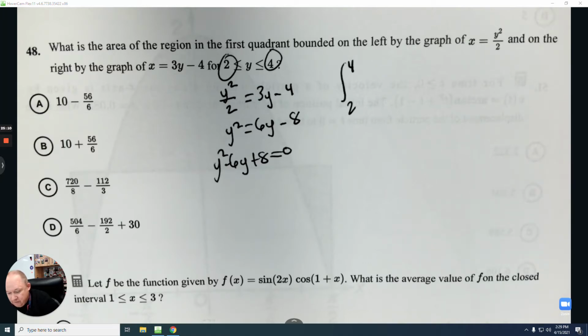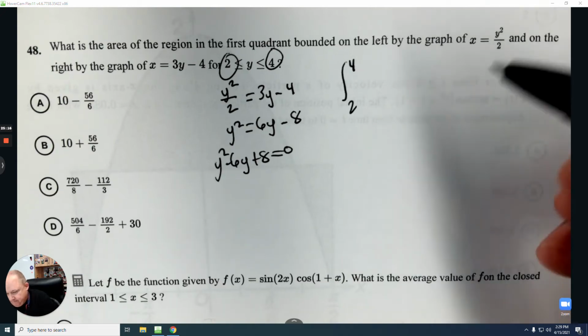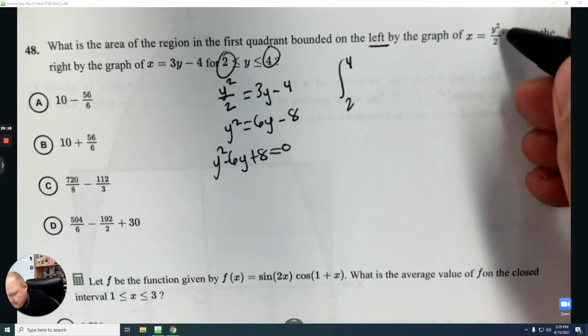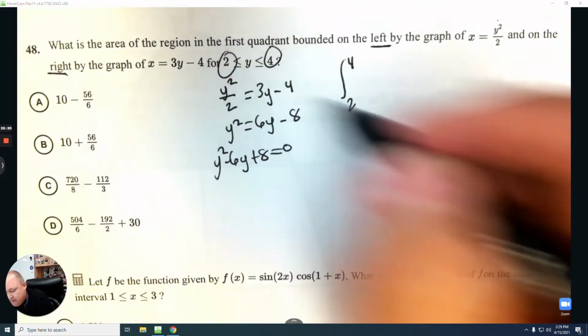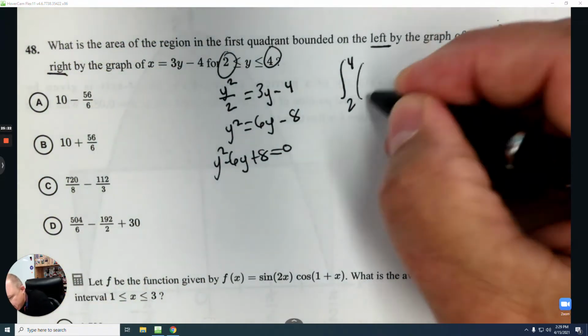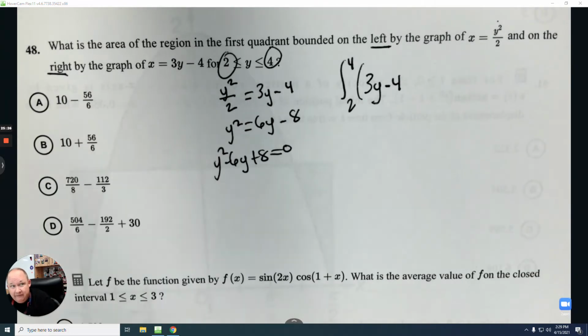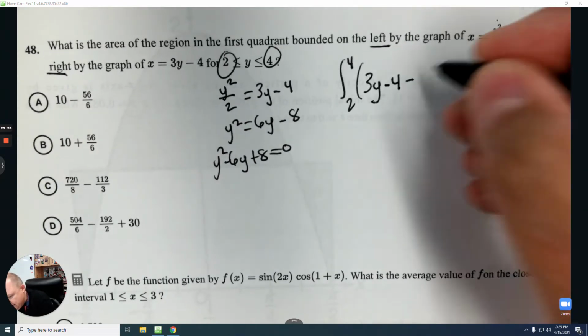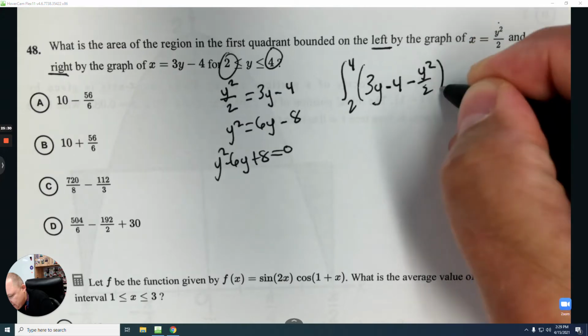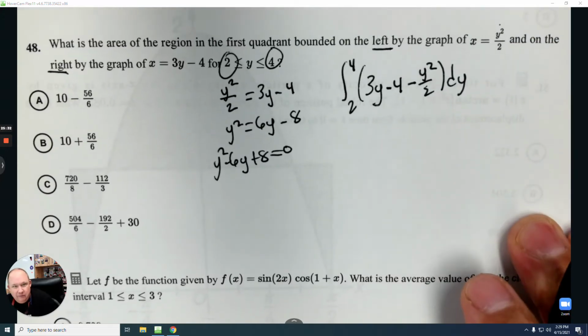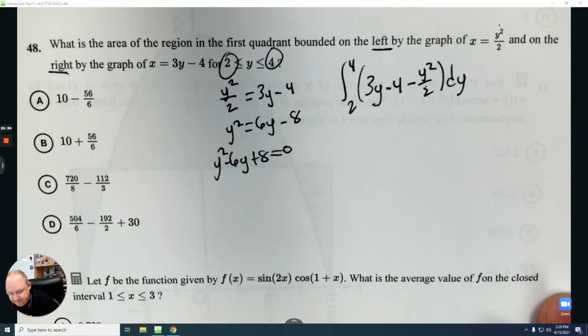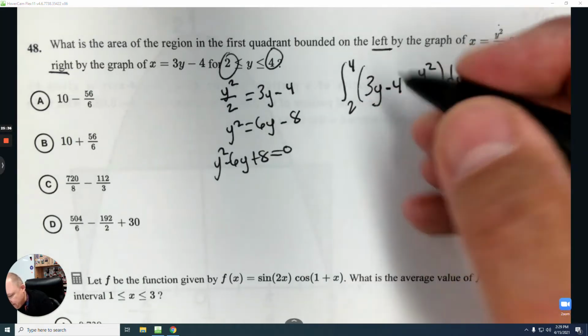Next, I need an understanding of the graphs to know which one's on the right and which one is on the left. It even tells me that. So on the left is this, and on the right is the line. So that means I put 3y subtract 4 first. It's right subtract left, and then subtract the left, which is y squared divided by 2. So that's nice that it got explained to you. Right subtract left. And now I'm going to integrate this.